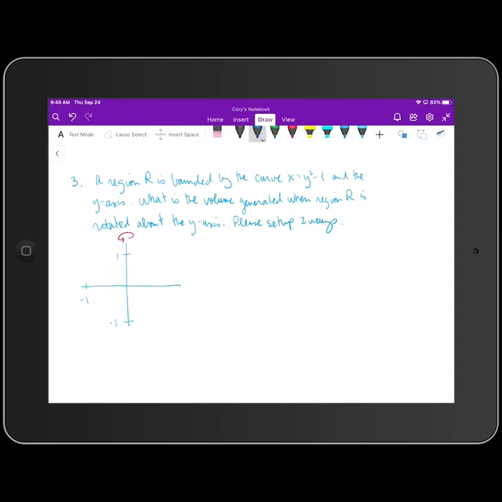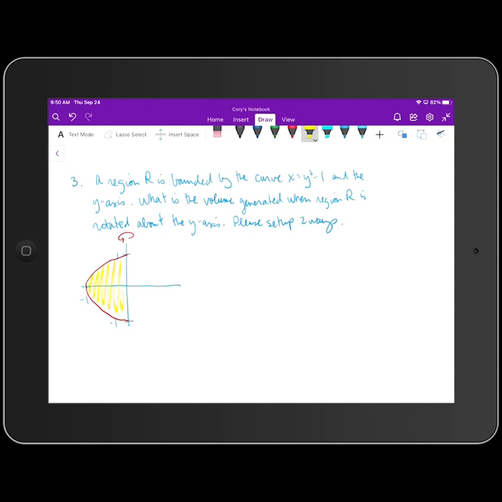Okay, so when we look at x equals y squared minus 1, that's going to be a parabola opening to the right that has a vertex at the ordered pair (-1, 0). So graphically, that function is going to look like this. If we want to take the area enclosed by that curve and the y-axis, that is going to be the area of that shaded region in yellow. And we're going to rotate it about the y-axis.